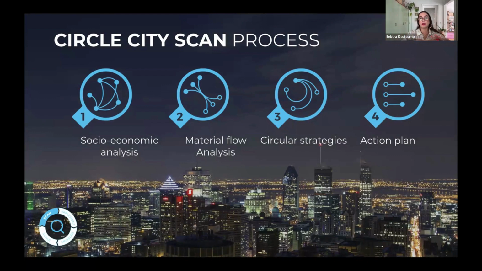So the first phase is understanding the current state, the socioeconomic status quo of the city, looking into social and economic and ecological indicators, and then moving into what we call a more deep analysis of the metabolism of the cities, the material flows, what goes in and what goes out, to really get more nitty-gritty details of where are the biggest areas of loss and consumption. And from there, identify circular strategies and move into an action plan.